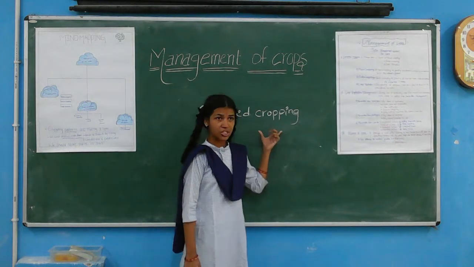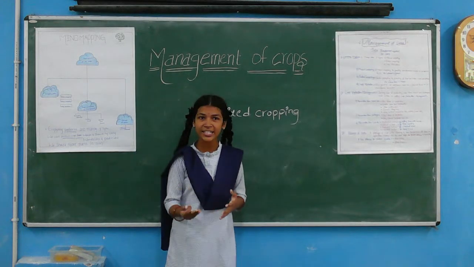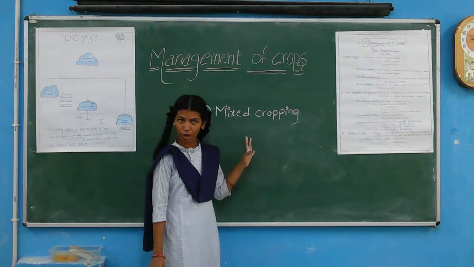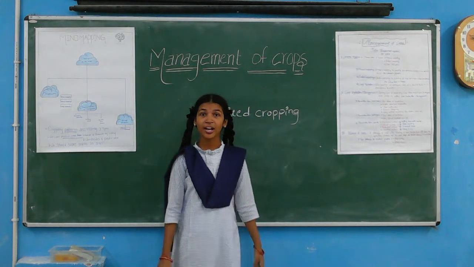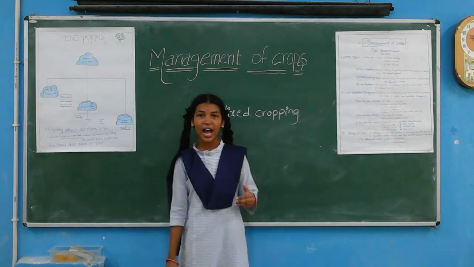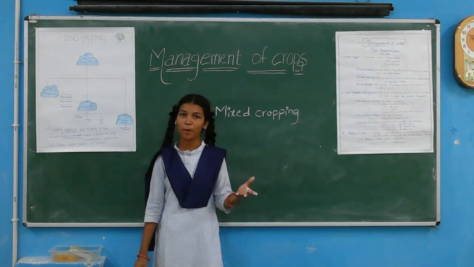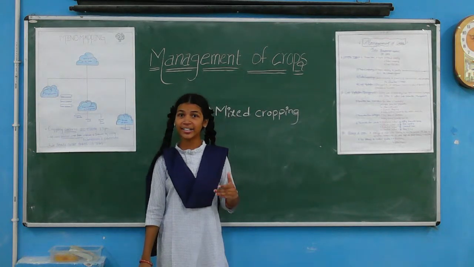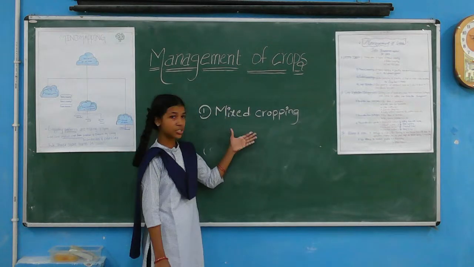It is a method of cropping that grows two or more plants on the same piece of land, which is nothing but mixed cropping. But what is the use of mixed cropping? It reduces risk and it gives insurance against failure of one of the crops. These are the uses of mixed cropping.